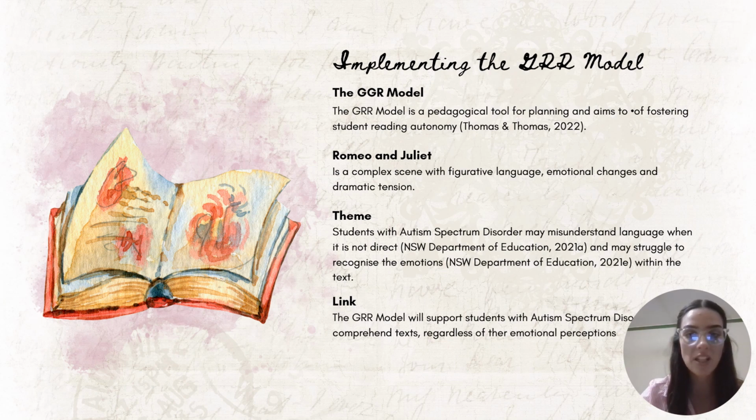Romeo and Juliet Act 3 Scene 1 is a complex scene with figurative language, emotional changes, and dramatic tension. Students with autism spectrum disorder may misunderstand language when it is not direct and may struggle to recognise emotions within the text, as supported by the New South Wales Department of Education. Due to its complexity, students, particularly with autism, may be unable to independently comprehend the text. The gradual release of responsibility model is effective because it scaffolds students' understanding and gradually supports them in independently reading and comprehending the text.